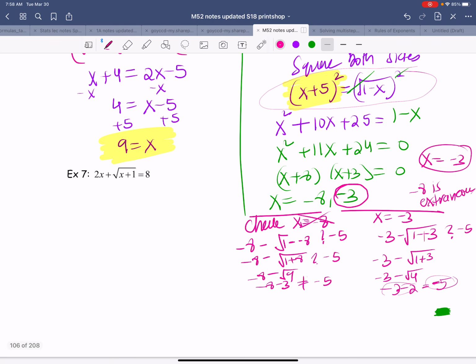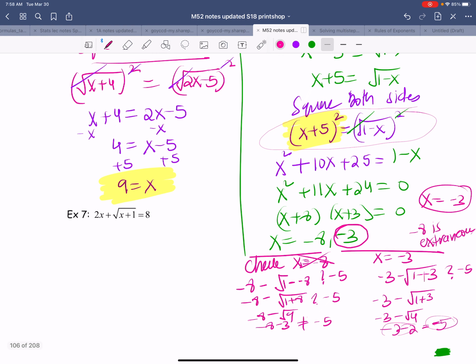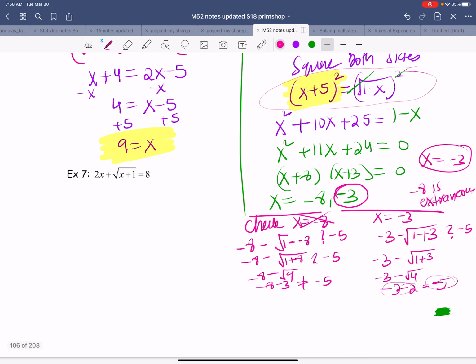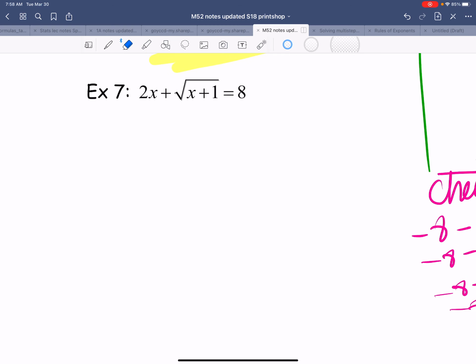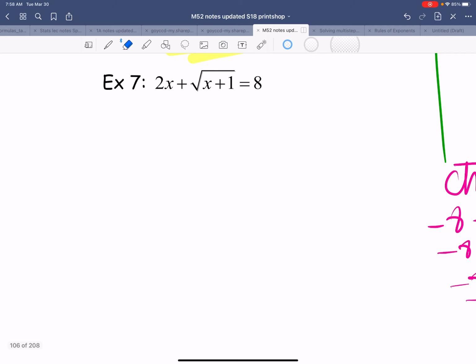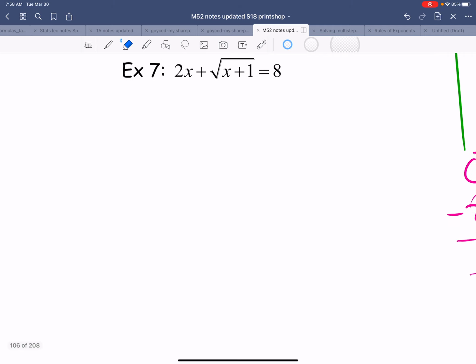Okay, let's look at example number 7 now. I'm going to erase number 6 to give me more room for number 7, or maybe just make the page bigger. That would help too. All right, here we go. So example number 7, we do have a radical, and I'm going to try to isolate the radical. To isolate it, I would be subtracting 2x from both sides. So square root of x plus 1 equals 8 minus 2x.